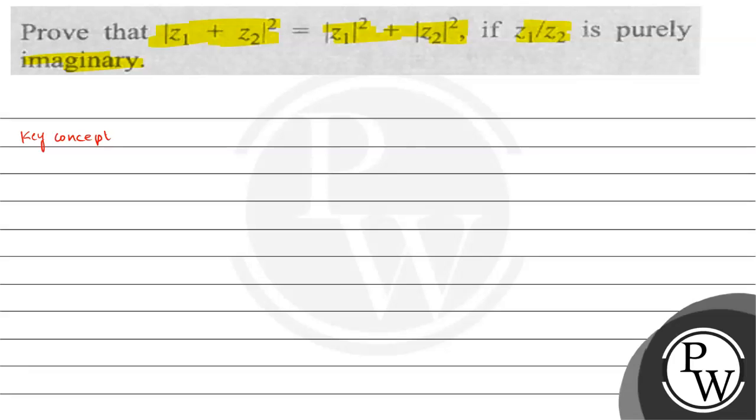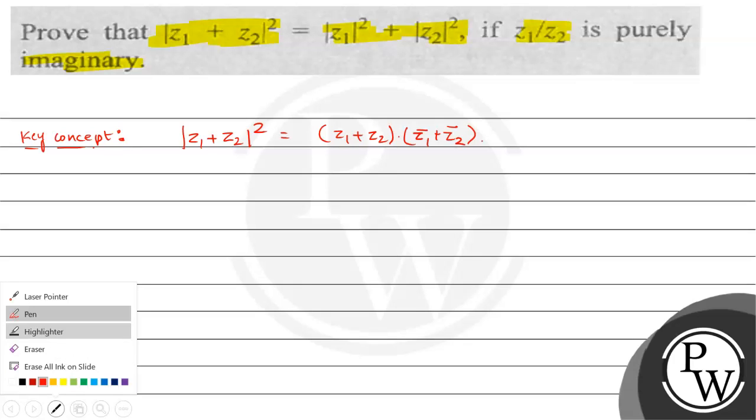Key concept. One thing that we must know while solving this question is that |z1 + z2|² can be written as (z1 + z2)(z̄1 + z̄2). This is an important relationship which we must know in order to solve this question. Now we can move ahead with the solution of the question.